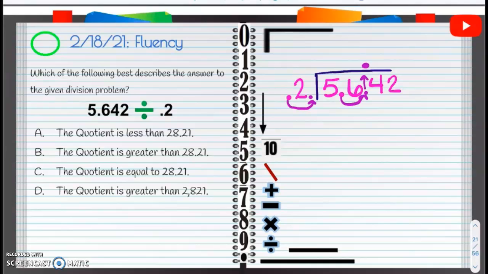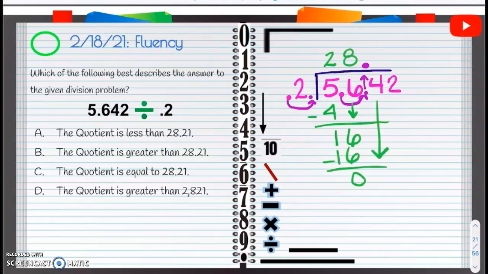Now we can solve. So 2 can go into 5 2 times. 2 times 2 is 4. 5 minus 4 is going to be 1. Bring down that 6. 2 goes into 16 8 times. 2 times 8 is 16. Subtract, we get 0. Am I done? Nope, gotta bring down that 4.